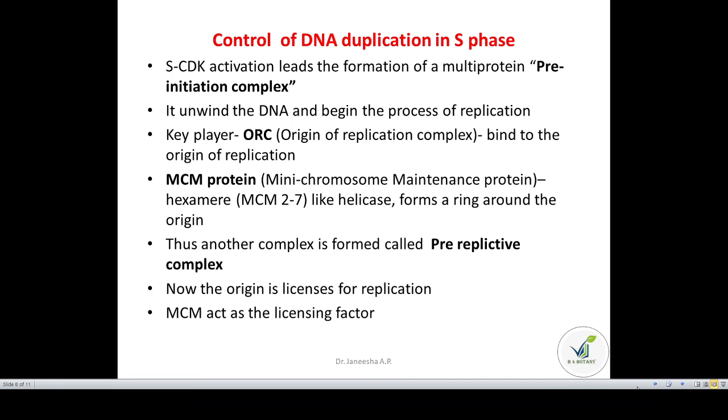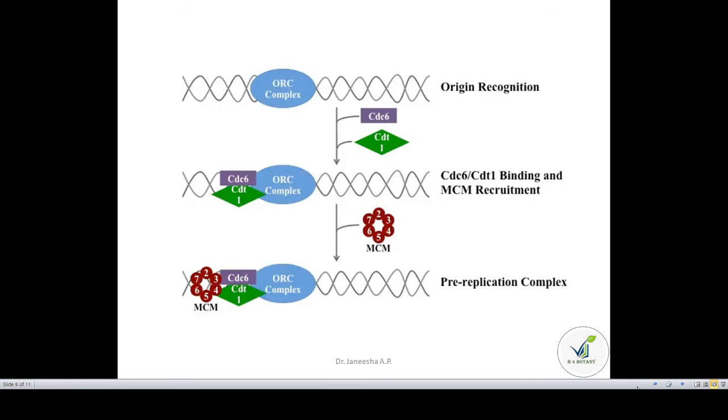So for the duplication of DNA in S phase, the MCM, that is the mini chromosome maintenance protein, acts as the licensing factor. This is just a diagrammatic representation. This is the origin, where CDC6 and CDT1 bind with the ORC complex, and then only can the MCM attach to that complex and form the pre-replicative complex.